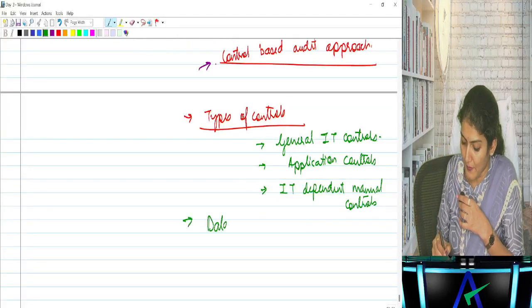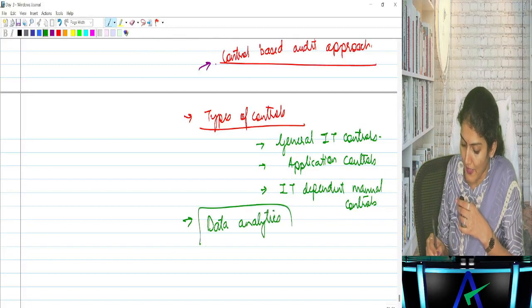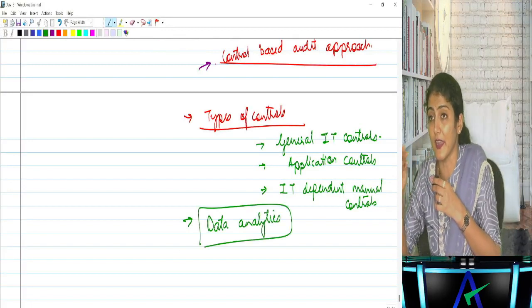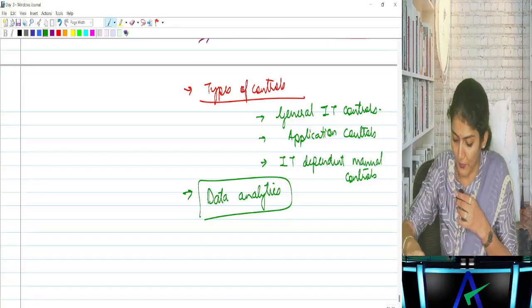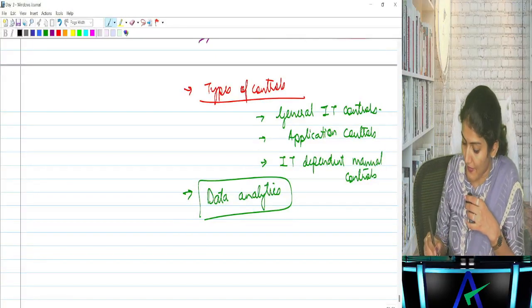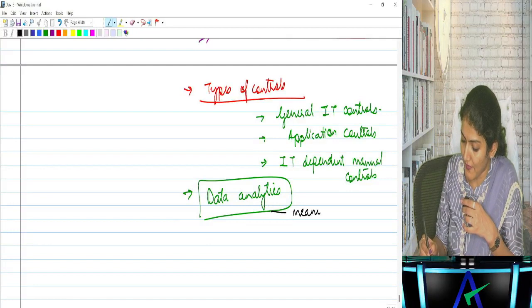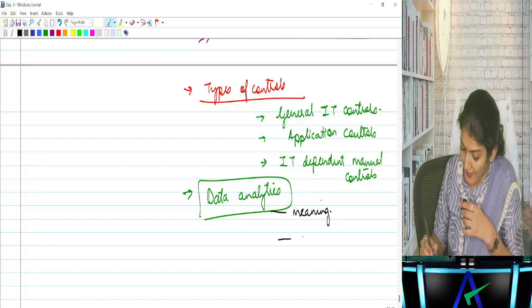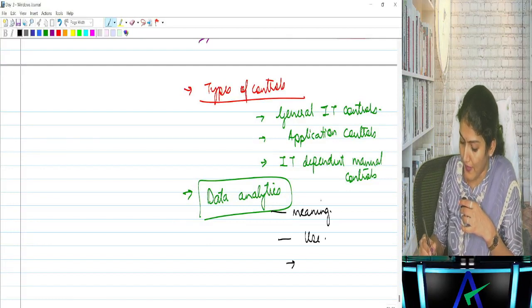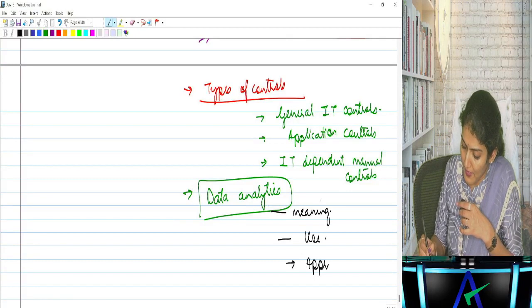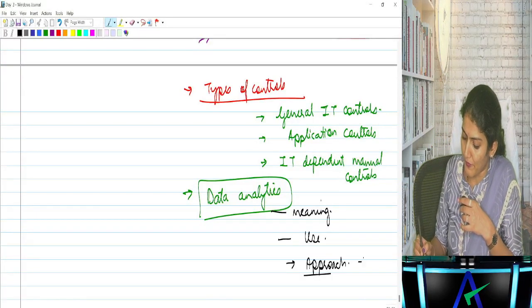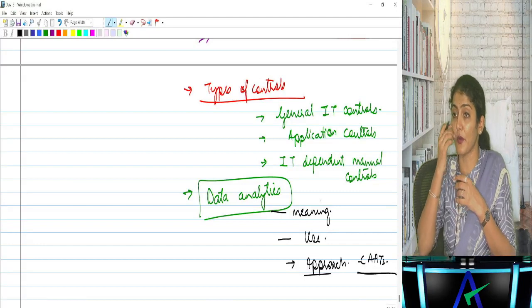And nowadays when an auditor has to do the audit in the automated environment, he makes use of data analytics. So here, what questions do we have? What is the meaning of data analytics, what is the use of data analytics, and what is the approach to be followed in the use of data analytics or CATS? What is CATS? Computer assisted audit techniques.